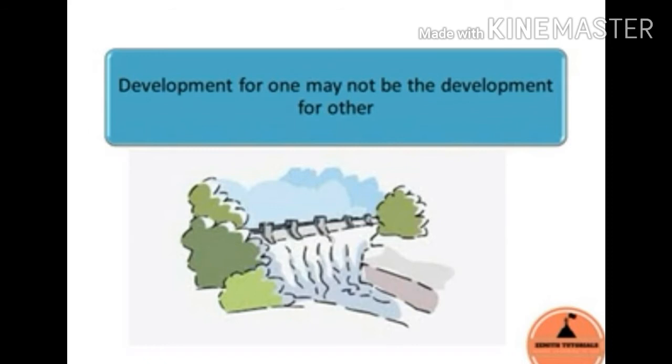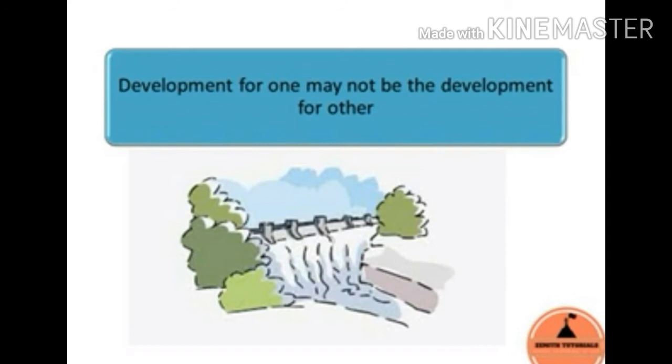Industrialists want more electricity, hence they built a dam. The dam construction creates advantages for industrialists and people in urban areas. But the construction of the dam is a disadvantage for the tribal people because they are displaced from their place, those who live near the rivers, and hence this creates migration.